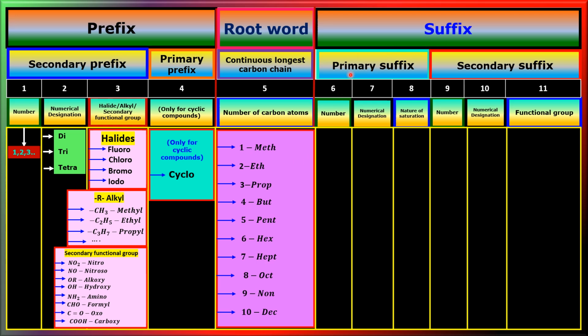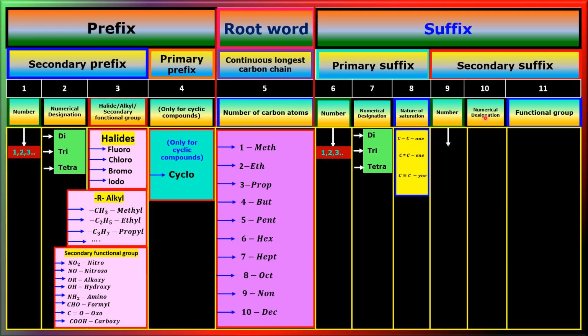Again, primary suffix also contains numbers and numerical designations similar to this. Here, same di, tri, tetra. Nature of saturation, see here, if the carbon chain contains only carbon-carbon single bonds, at that time the primary suffix you have to use is ane. If one carbon-carbon double bond is there in the carbon chain, ene. If one carbon-carbon triple bond is there in the chain, we have to use the primary suffix as yne. So ane, ene, yne. Okay, these two are the unsaturated ones and this one is the saturated one.